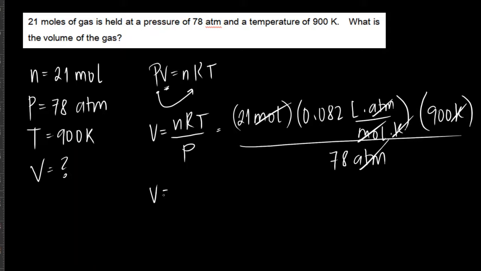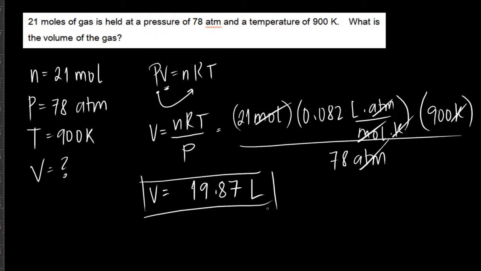So, our volume is 21 times 0.082 times 900 divided by 78. And that is 19.87 liters. So, no specific unit is being asked. So, let's stick with liters. Okay?